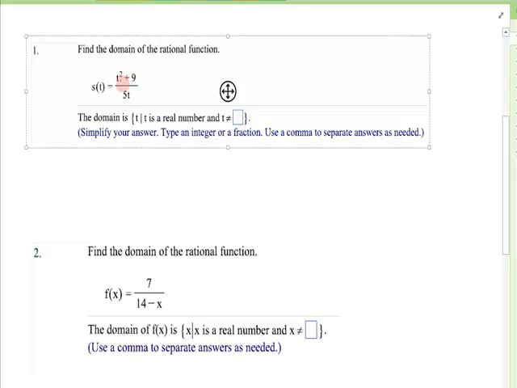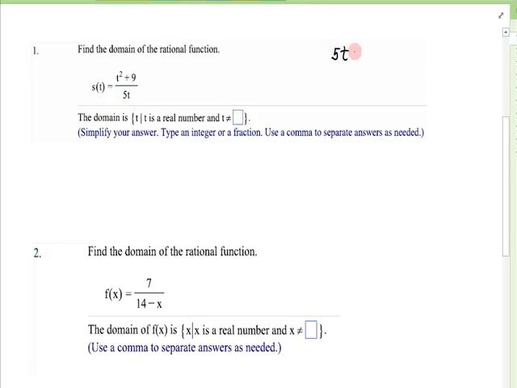Fractions have a restriction. Their denominators cannot be 0. So the expression 5t, which is the denominator, cannot be 0. So let's go ahead and solve this inequality, but we solve it just like an equation. Divide both sides by the coefficient 5, and we end up with t cannot be 0. If t were 0, 5 times 0 would be 0. You would be dividing by 0, and that's undefined.